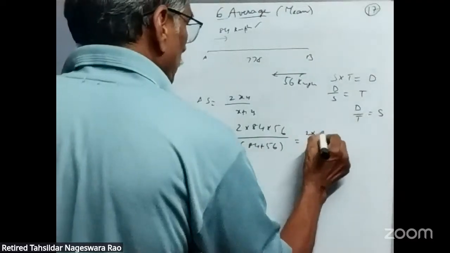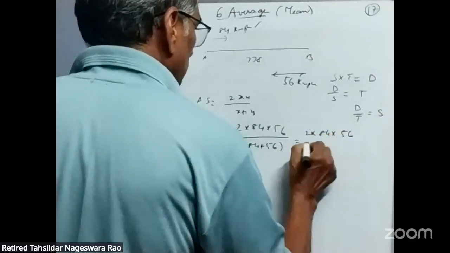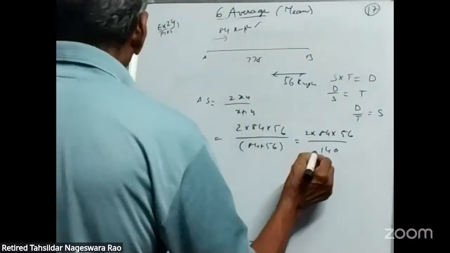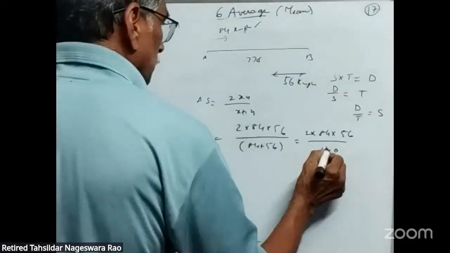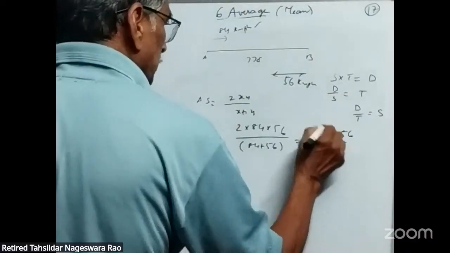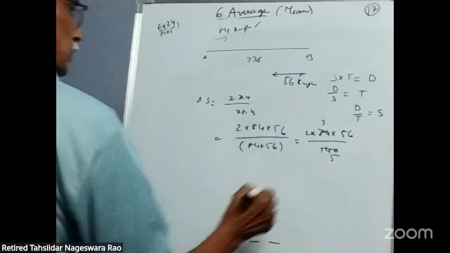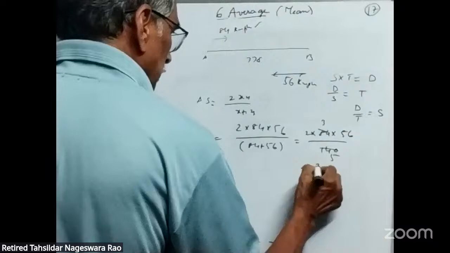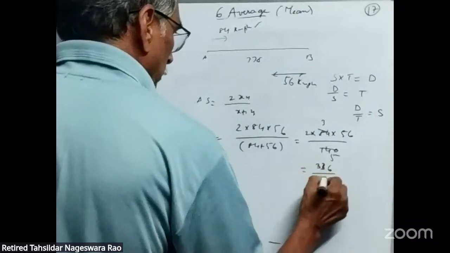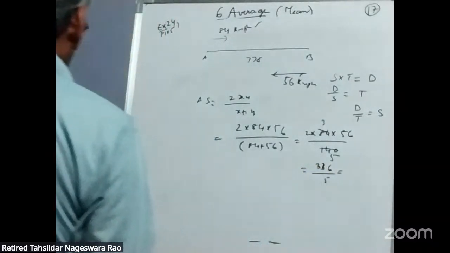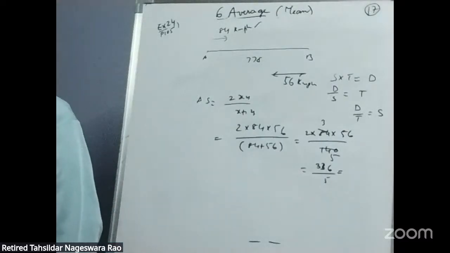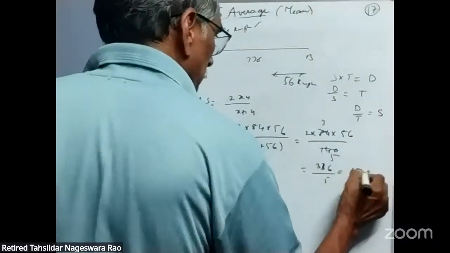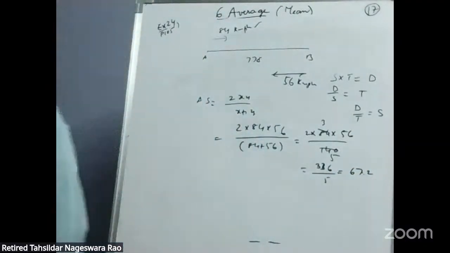Two into 84 plus 56 by 140. 5 times 3 times 27 here. 6 into 336 by 5. 67.2 is the average speed in kilometers per hour. Answer.